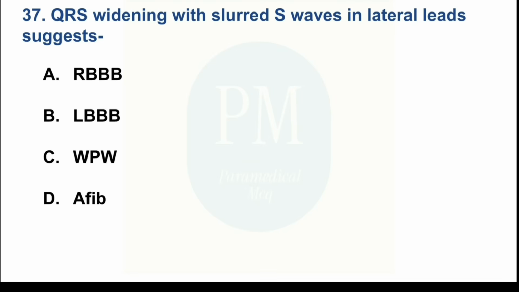QRS widening with slurred S waves in lateral leads suggests option A RBBB, option B LBBB, option C WPW, option D AFIB. The correct option is option A RBBB.